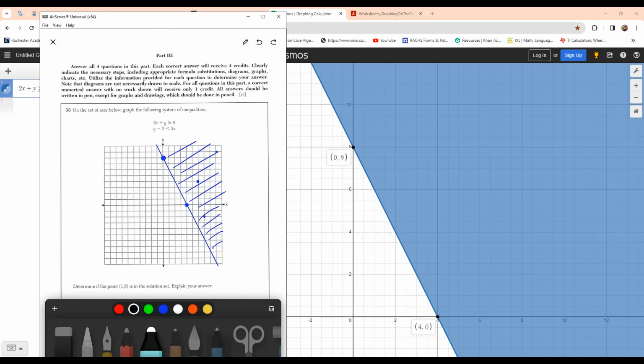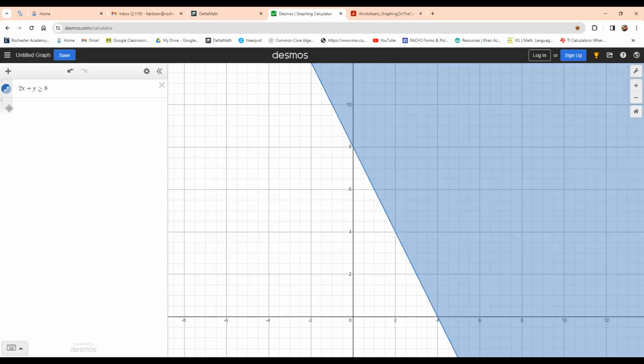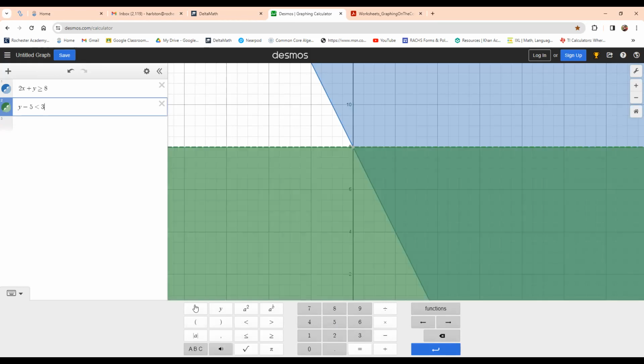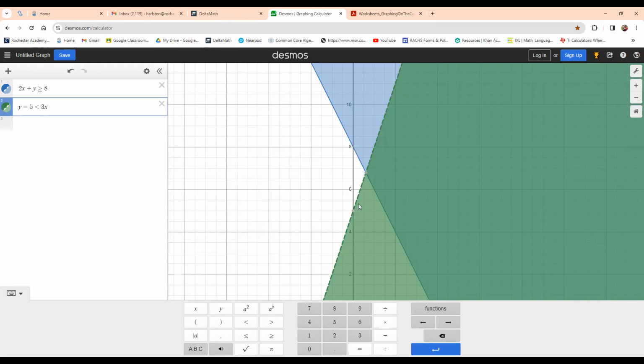So that first one is done. Whoops, I'm going to make that blue. All right, now let's do the second one. I click on this, go down here, and I'm going to type in the second one. It's going to be y minus 5 is less than 3x. All right, so that's the second graph.